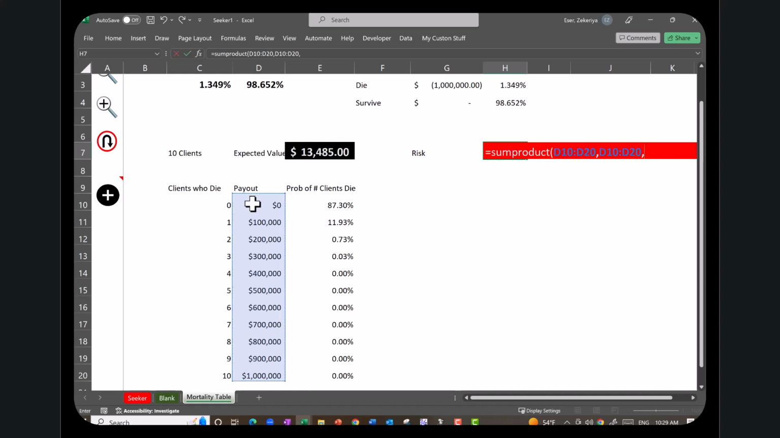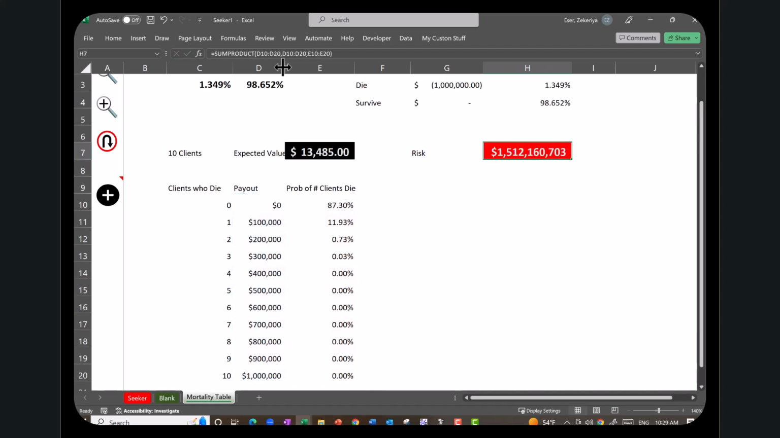Okay, movie reference. Where did you hear that before? It's Penguins of Madagascar. Take the square root.